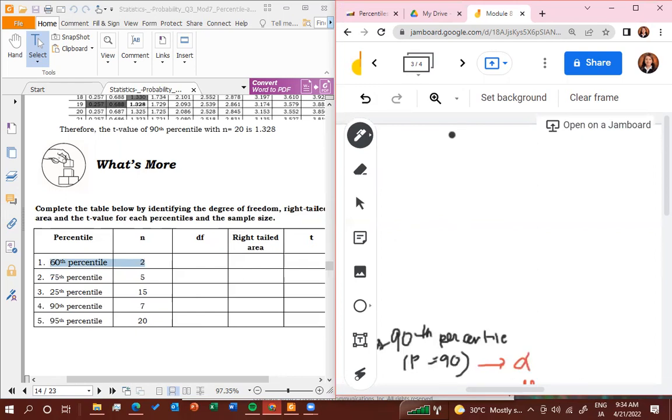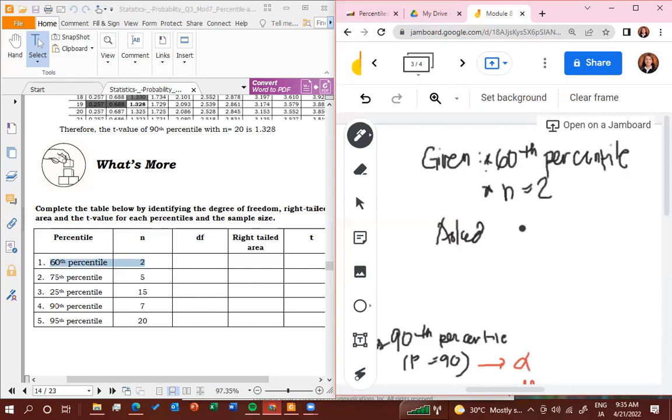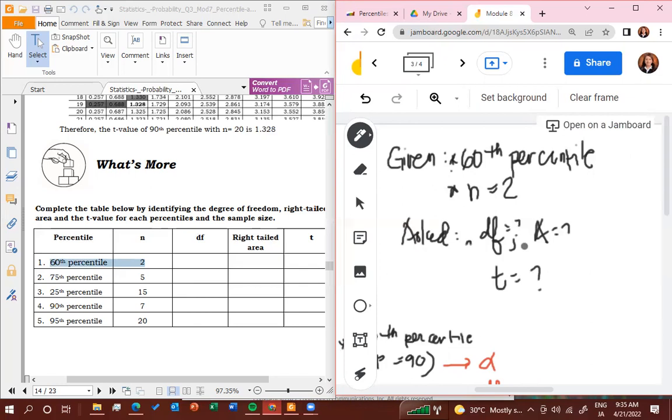Okay. First step, identify the given. The given is the 60th for the percentile rank, so it's the 60th percentile, and the sample size n is equal to 2. What is asked? We are asked to look for the df, the right-tailed area, and the p-value. Let's call this A, this B, and this C.